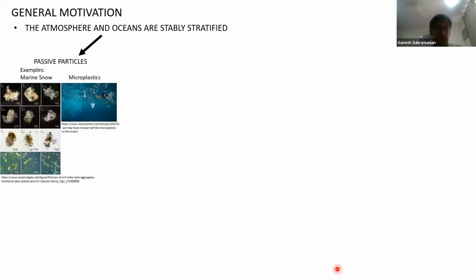And so the stuff that is moving can be passive particles, and I've just put in images of examples of passive particles. This is marine snow. That's the term used for dead, decaying organic matter or inorganic matter. And then you have synthetic passive stuff, which is microplastics. And the idea of these images is to show that the shapes usually in nature, almost always in nature, are very far from the idealized spherical geometry.